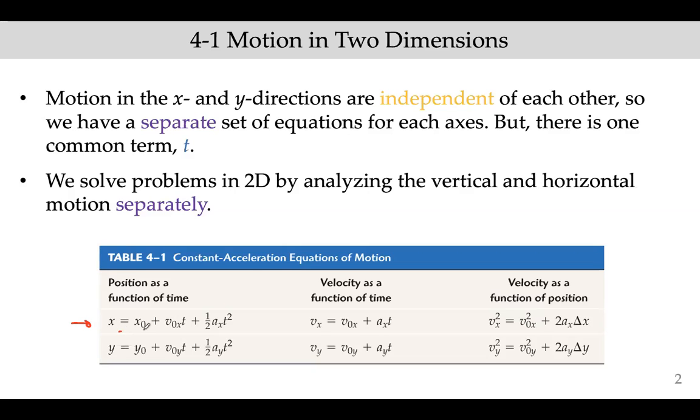For x, we have this equation for the position, and for the velocity we have this equation, and we have another equation for initial and final velocities. So the first line is for the motion in the x direction, and the second line is for the motion in the y direction. You can see that these formulas are exactly the same, except they are written for x and y directions. So we solve problems in 2 dimensions by analyzing the vertical and horizontal motion separately.